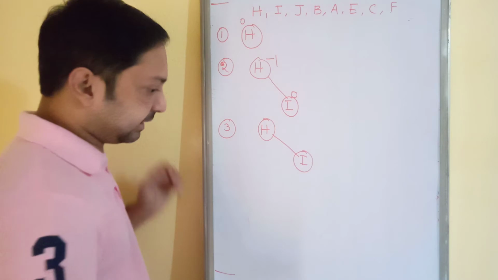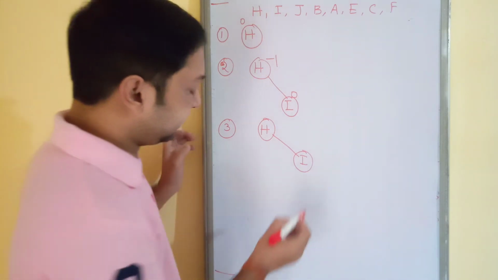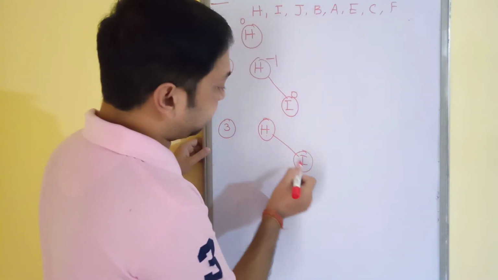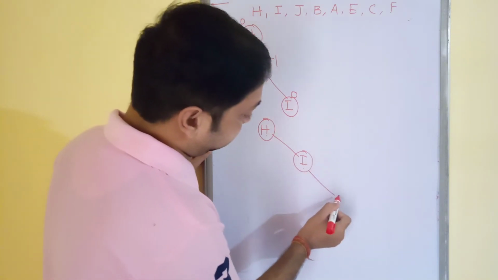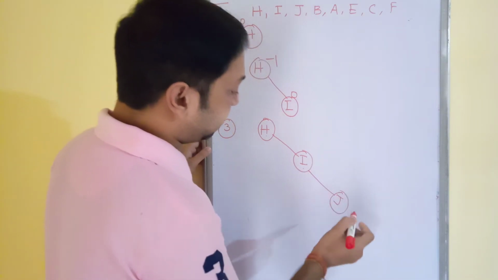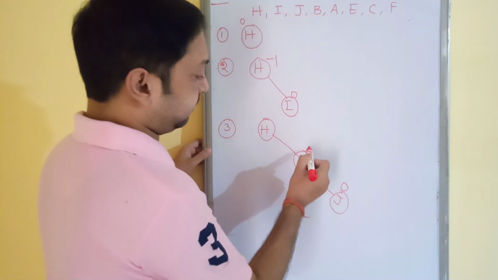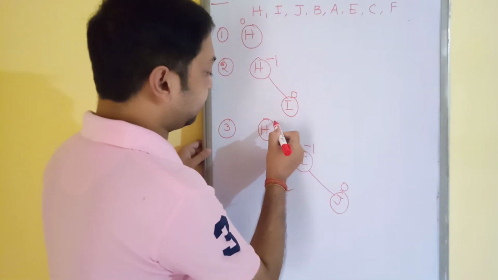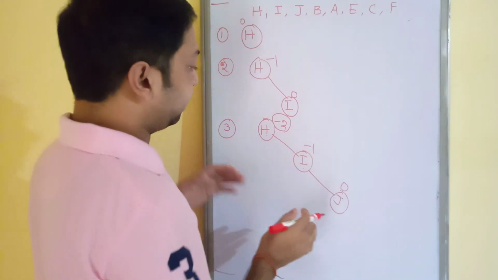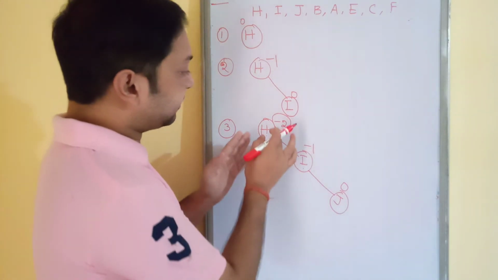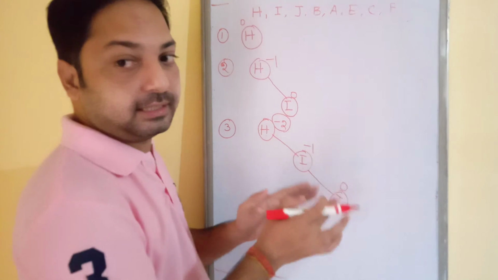Next one is J. Again H, I, J. So J is the larger one from H. Come to the right hand side. Again J is larger than I. So put it again on the right hand side. So now calculate. This is 0. This is -1. This is -2. Now see, your valence factor is -2. That's why, due to the presence of this particular node, your tree is unbalanced.